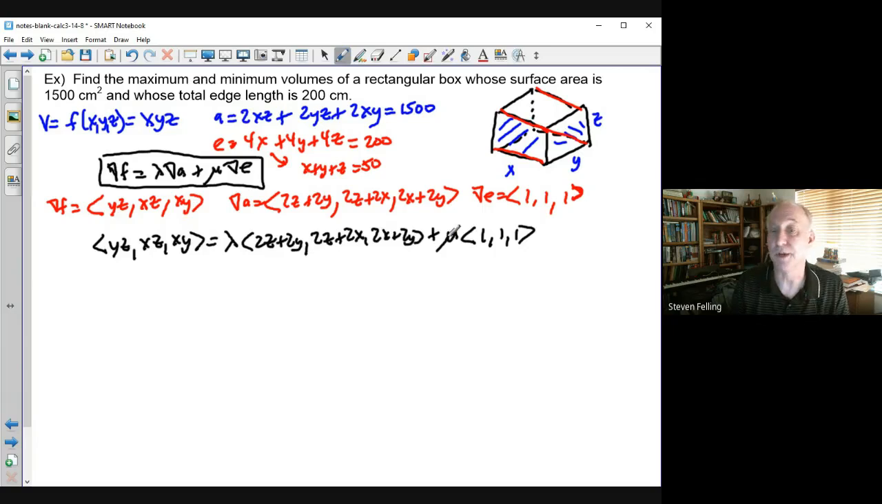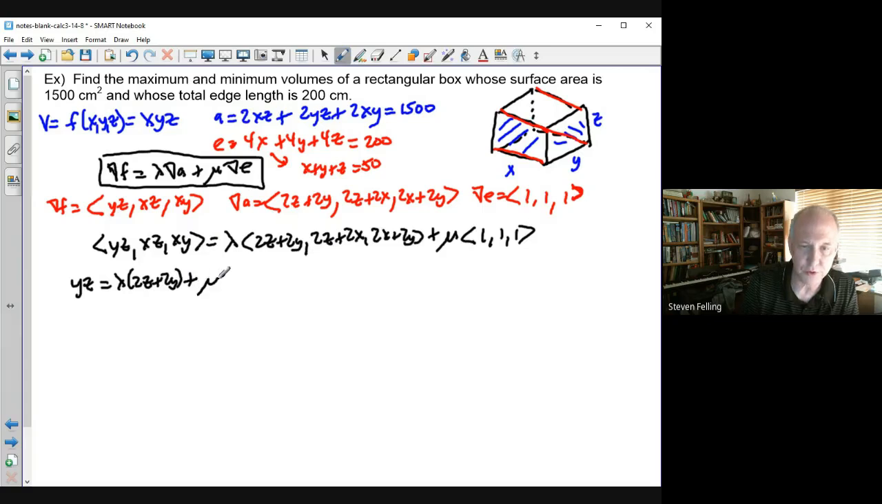And then I'm going to start working on my system. So my system will match the x components, the y components, the z components. So that would be that yz has to equal lambda times 2z plus 2y plus mu times 1. And then the y components would be xz has to equal lambda times 2z plus 2x plus mu. And then the z component would be xy has to equal lambda times 2x plus 2y plus mu.